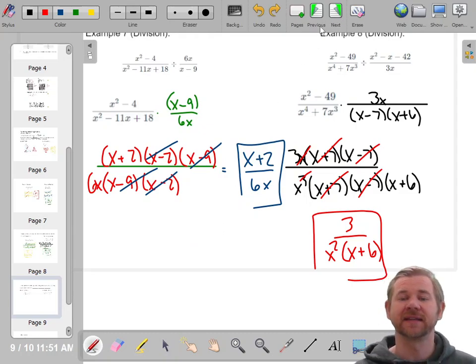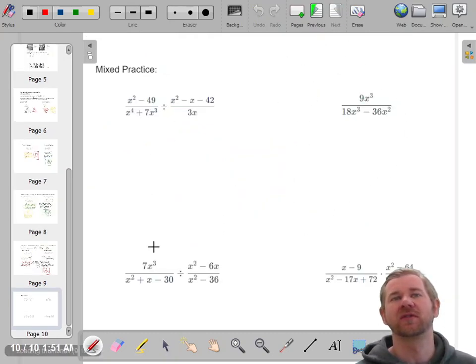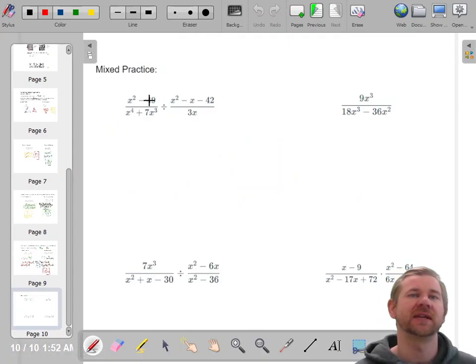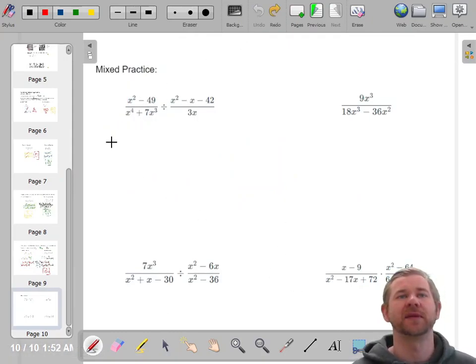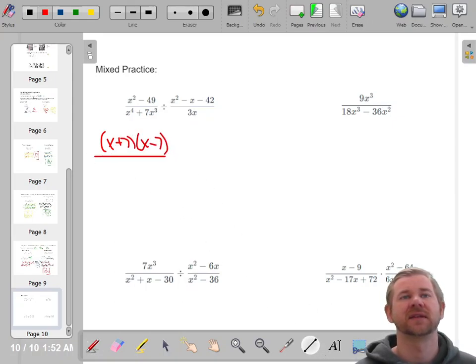All right, so those are the concepts. There's a few practice problems here. I'll work through these pretty quick. First thing, copy, change, flip. So copy. I'll just factor while I do it. x plus 7, x minus 7 in the top. Dots. And then this would be GCF, x cubed, x plus 7.